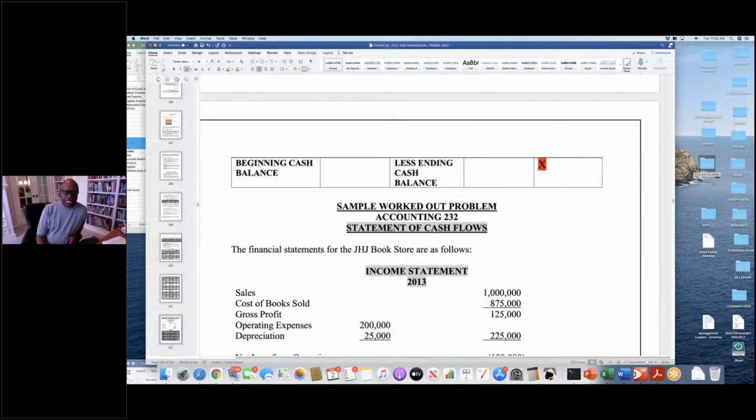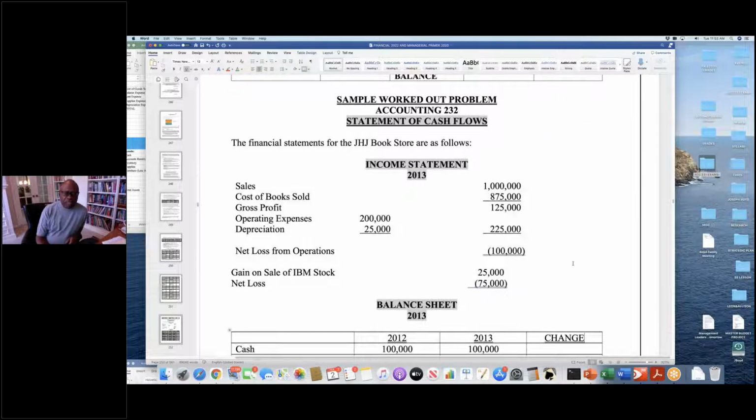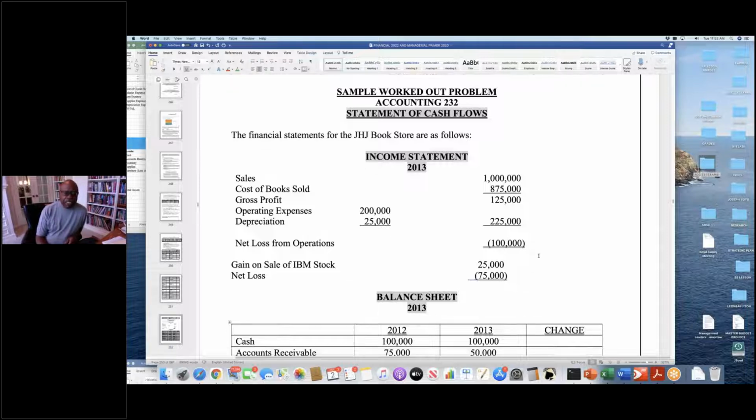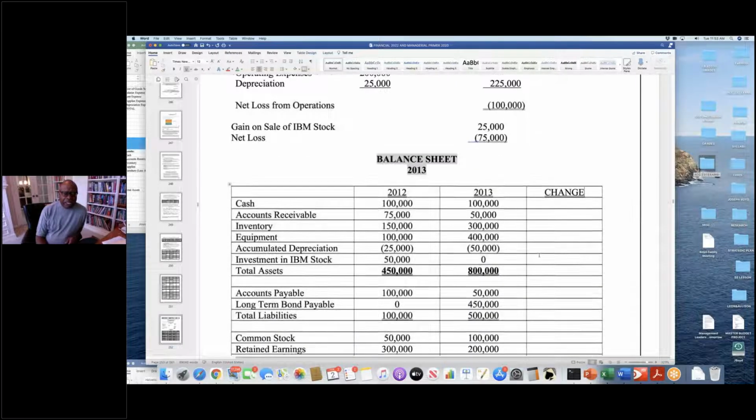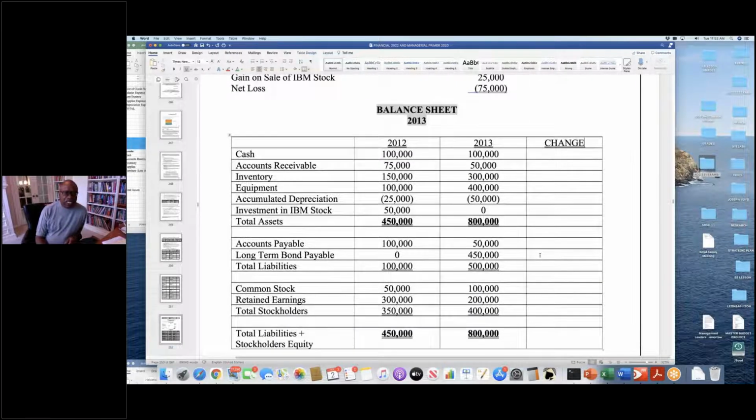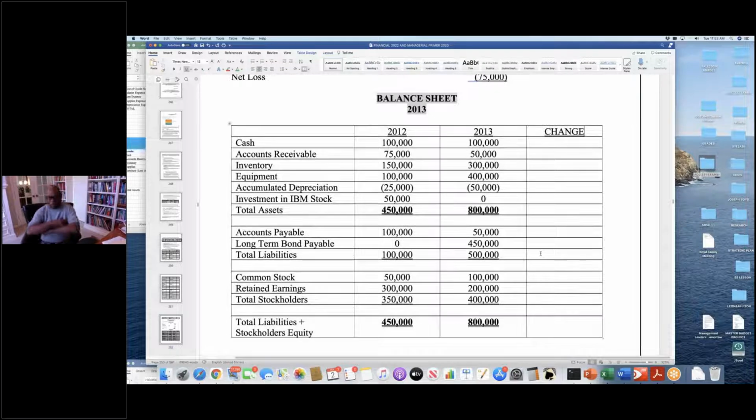So let's look at our example. We have an income statement here, and this company lost $75,000. It had a gain on the sale of IBM stock. We're concerned with the bottom loss, not the net loss from operation. Then we have the balance sheet. From this statement, I want you all to prepare the statement of cash flow. Do you all have your templates?